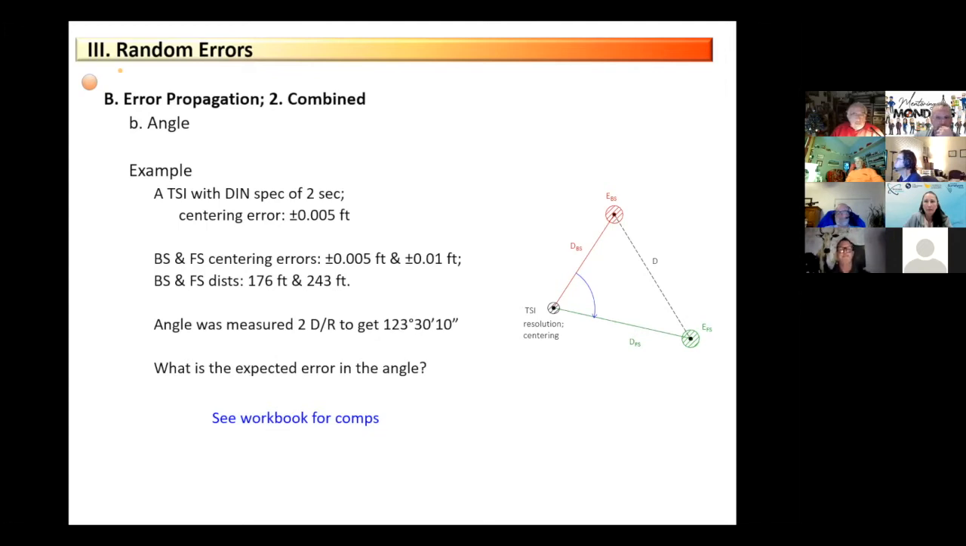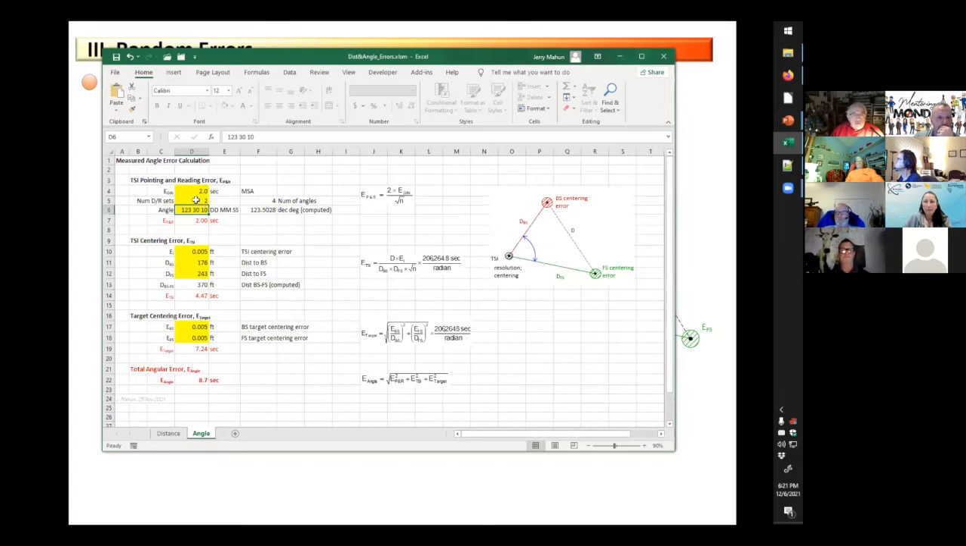All right, so using all that stuff, here's our 2 seconds, our 2 direct and reverse. Here's the angle that we turned. The total station centering error, the distance to the backside and the foresight, and the backside and the foresight's centering errors. So at the instrument, because we only turn 2 direct and reverse, our pointing and resolution error at the instrument's 2 seconds, the DIN standard. For our centering errors for our instrument and our backside and foresight distances, we got 4.5 seconds there. And for our target sighting errors, we got 7.5 there, for a total of this squared plus this squared plus this squared, the square root of 8.7 seconds. So in that angle, there's an 8.7 second uncertainty using an instrument that's got a 2-second DIN standard accuracy.